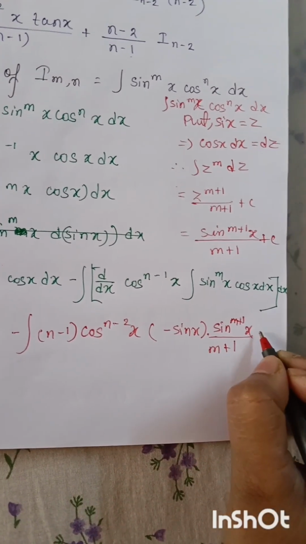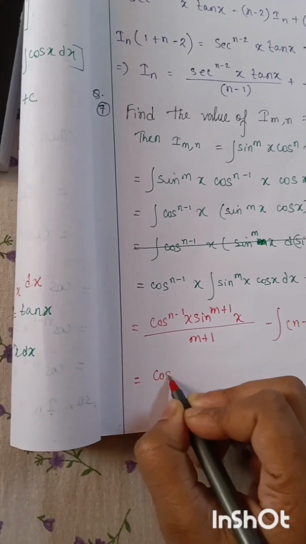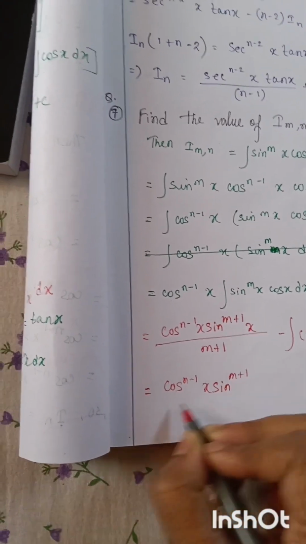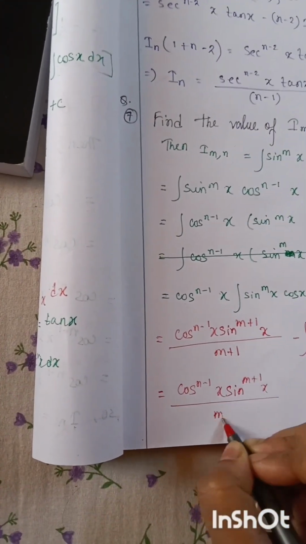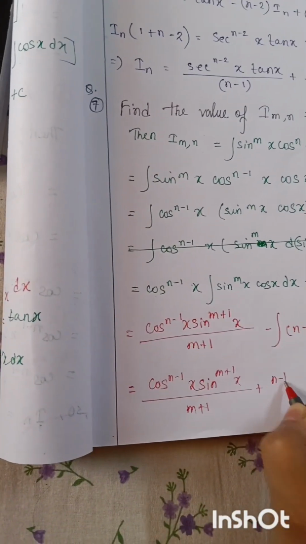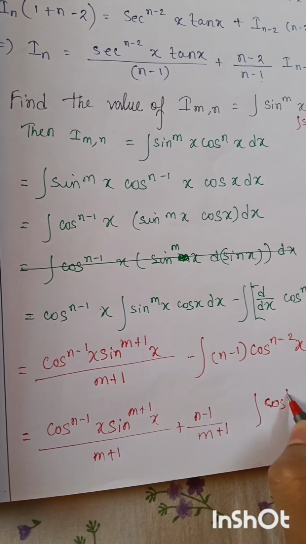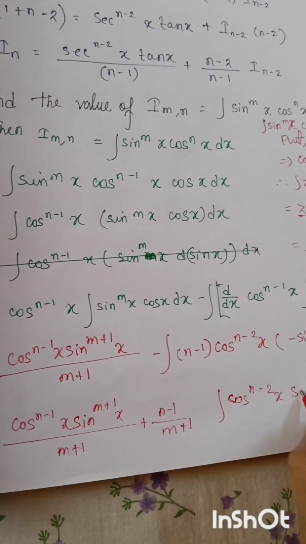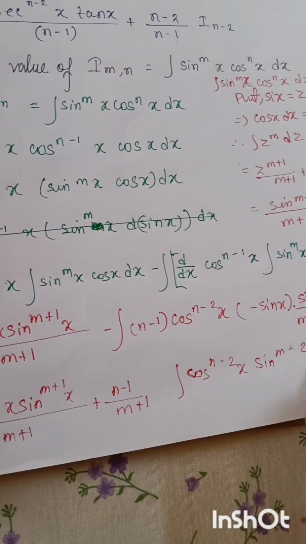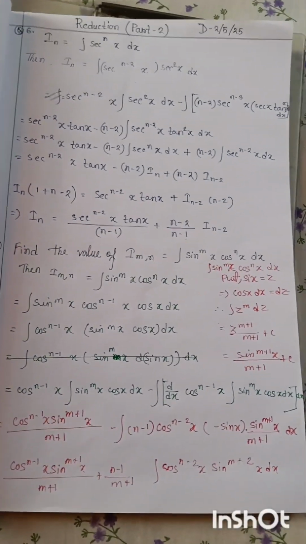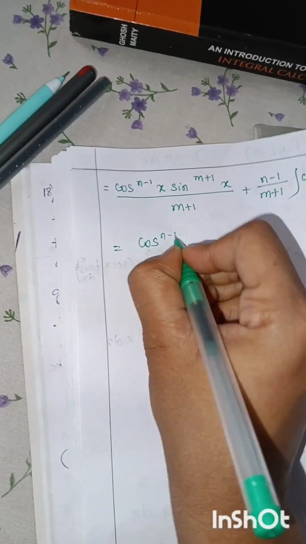Next line, we calculate the value, that is cos to the power n minus 1 x sin to the power m plus 1 x by m plus 1 plus n minus 1 by m plus 1, that is the constant part of this integration, and the integration of cos to the power n minus 2 x sin to the power m plus 2 x dx. Now for this integration, we again integrate this.